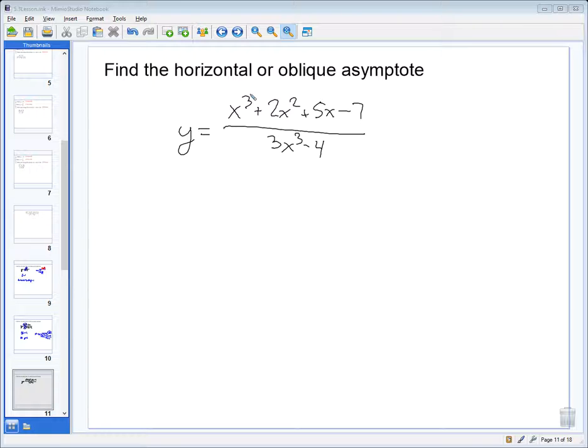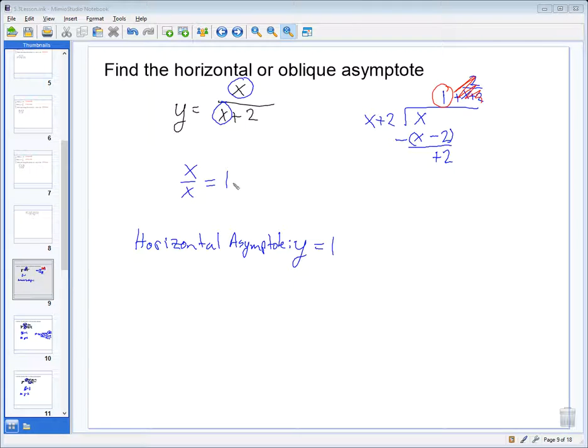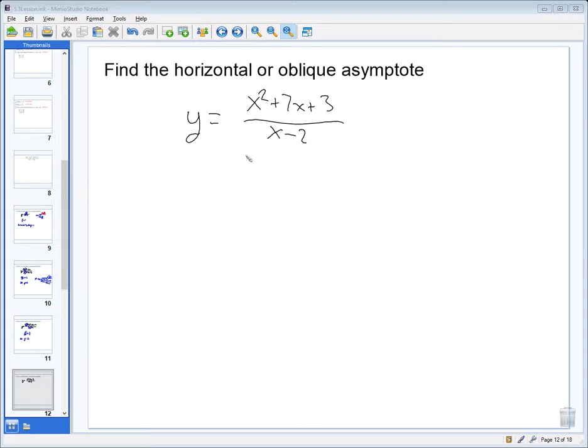So on this third example, you should be able to see very quickly x to the third and 3x to the third. I simplify that, I get 1/3, which means my horizontal asymptote is y equals 1/3. So when they cancel out, it's really simple to find the asymptote because it just gives you the answer. When they don't cancel out, like in this case, we take the x squared and the x, and we're left with an answer of x, which means we need to continue the long division until we get our constant.